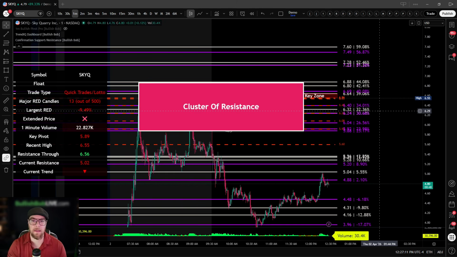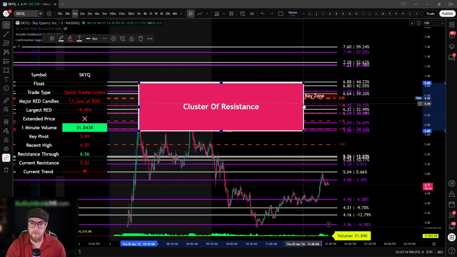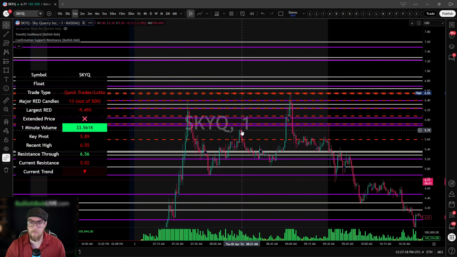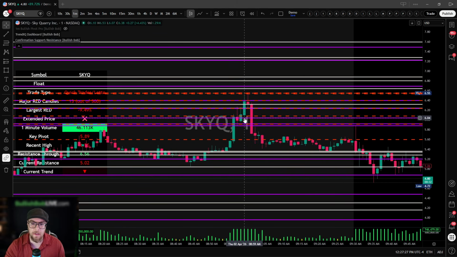The fact that we didn't close above that level, the fact that we bumped our heads into this cluster of resistance multiple times is the red flag. It's the warning sign letting us know, hey, be careful, right? You're fighting old resistance. That's what's happening. And so because you're fighting old resistance, you're getting this choppy price action.